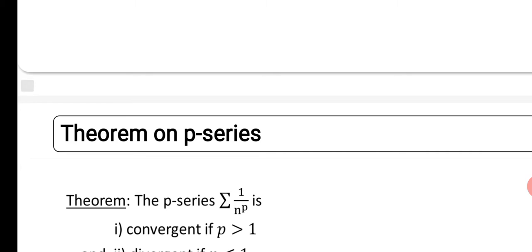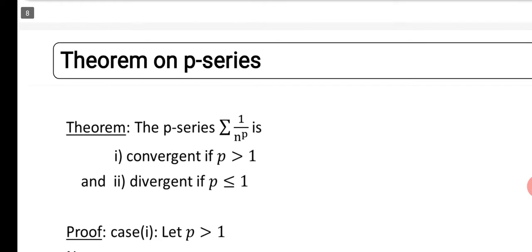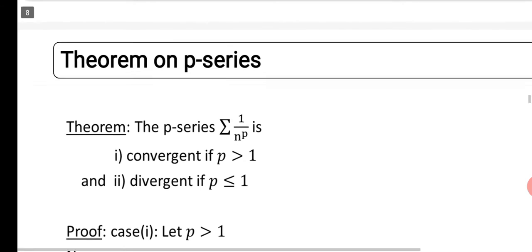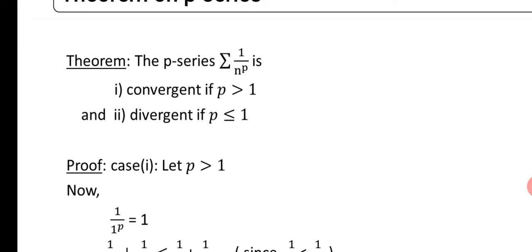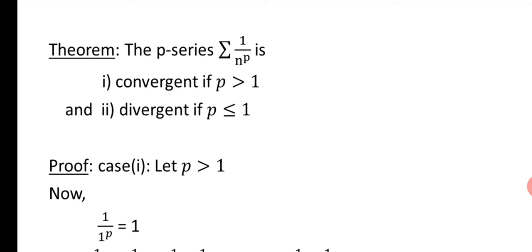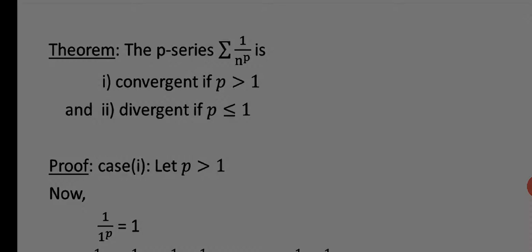The theorem on P series. It is a very important theorem. This theorem states that the P series summation 1 by n to the power of p is, first, convergent if p is greater than 1, and second, divergent if p is less than or equal to 1. The proof of this theorem: in this proof, 3 cases exist.